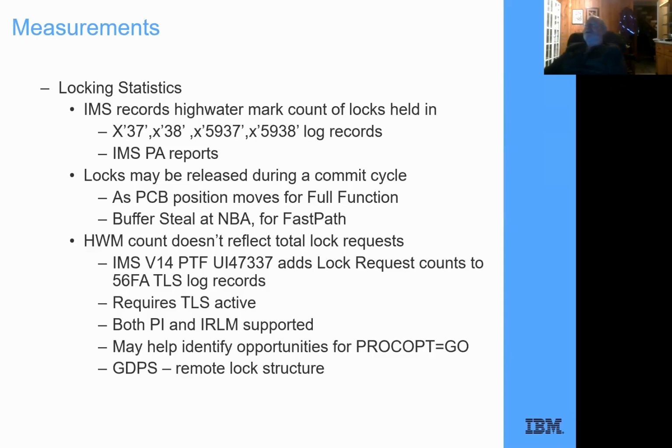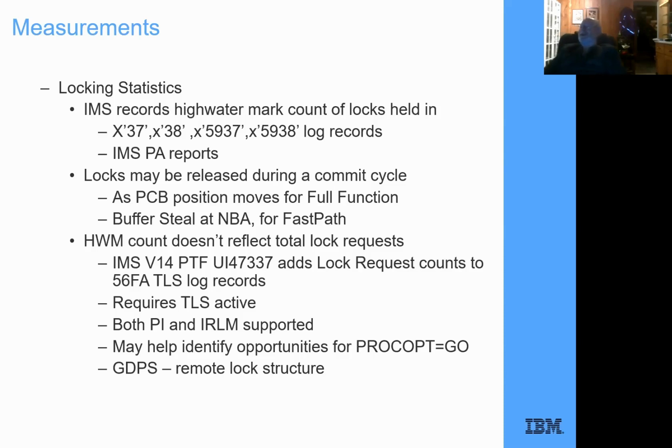Locking statistics. Now, how would you know what value to code for LOCKMAX? IMS records the high watermark count of locks held in various commit records, the 37, 38, Fast Path 59, 37, 38 records. And IMS PA will report on them. They're also in the 56FA record, I believe, if you have transaction level statistics turned on.